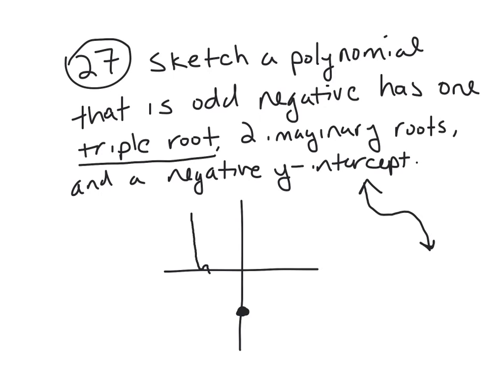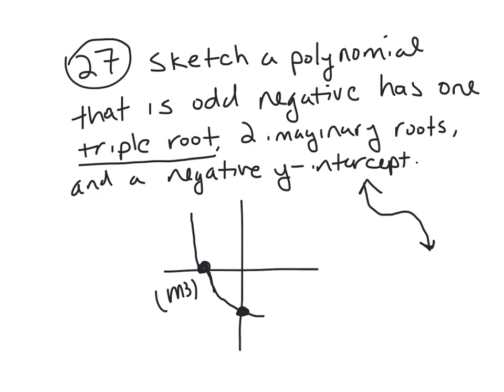So 1, 2, 3, and then I come down. So this root right here, and it doesn't matter what number it is, we just know that it has a triple root or a multiplicity of 3. Okay? It also is going to come through the y-intercept right here, and then it's going to do some stuff over here on the other side.